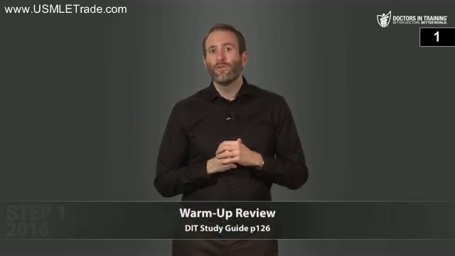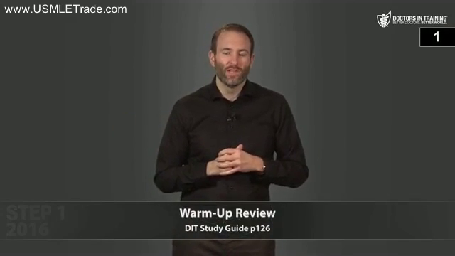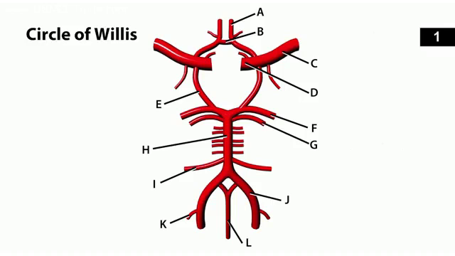It's time for another warm-up review. Let's get going. Label the following diagram of the circle of Willis. Good anatomy here. First we have letter A. That's going to be the anterior cerebral artery. Letter B is going to be the anterior communicating artery.